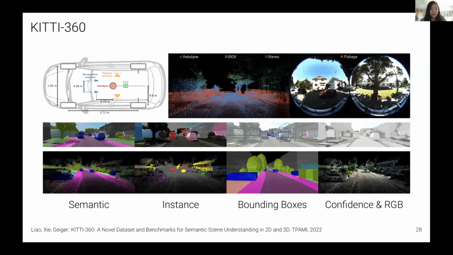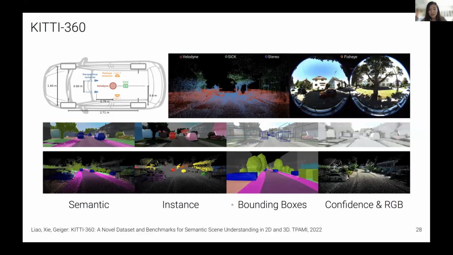The experiments we did with Panoptic NeRF are applied on KITTI-360. This is a dataset we recently introduced with the hope to enable comprehensive annotations to further push the community forward. More specifically, we have bounding boxes annotated covering the full scene, and we also want to transfer these bounding boxes to the image space to have dense annotations in both 2D and 3D space.